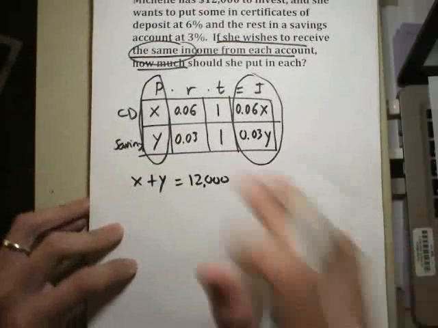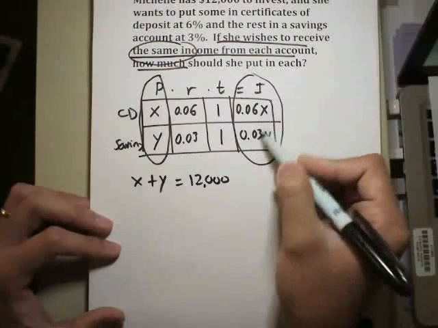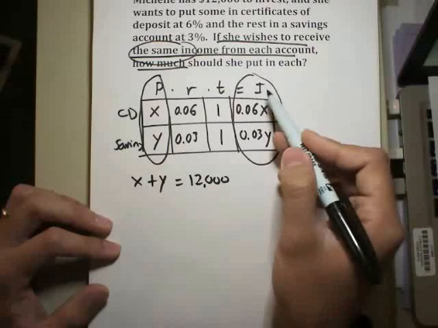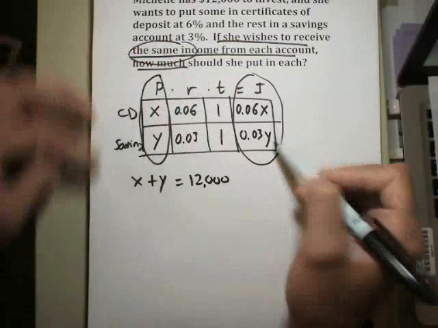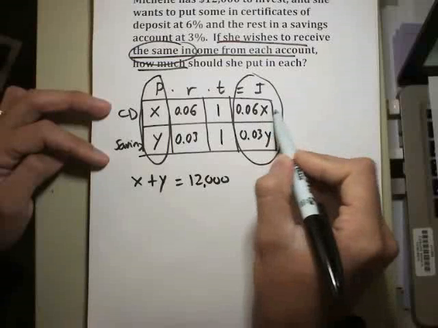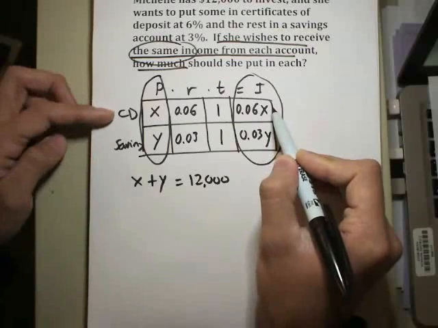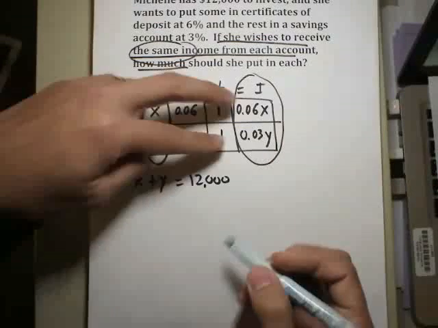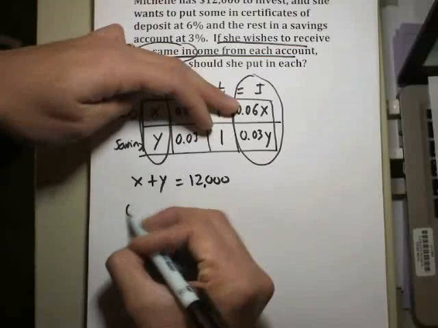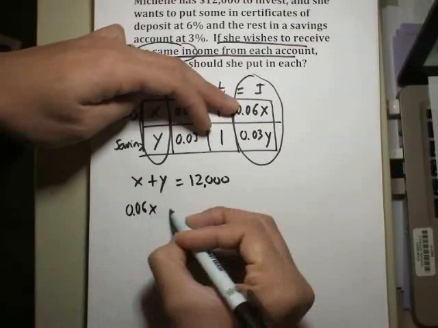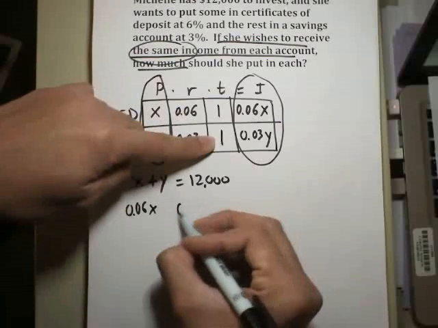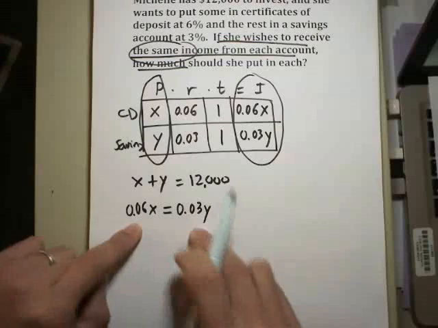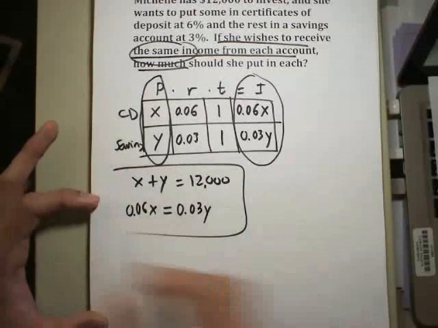Now for the interest, which takes on a different twist, the total interest is not given, but what we know from this problem is that she wants to have the same interest from both accounts. So that means the money she receives at the end of the year from the CD should be the same as the saving. And we know the word same means equal. So therefore, we can take the interest from the CD account, which is 0.06 times X, and the interest from the saving account right here, and equate them because we want them to be the same. And so this is how we obtain our second equation.